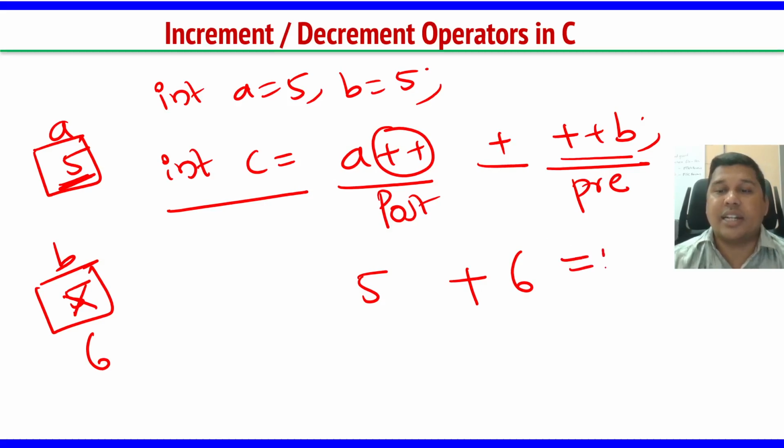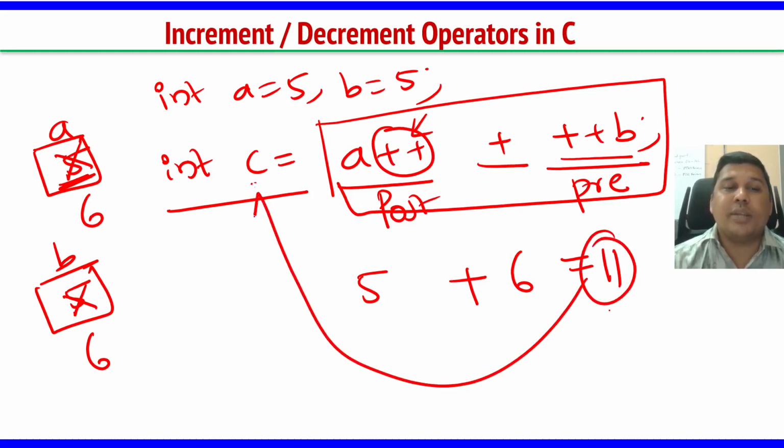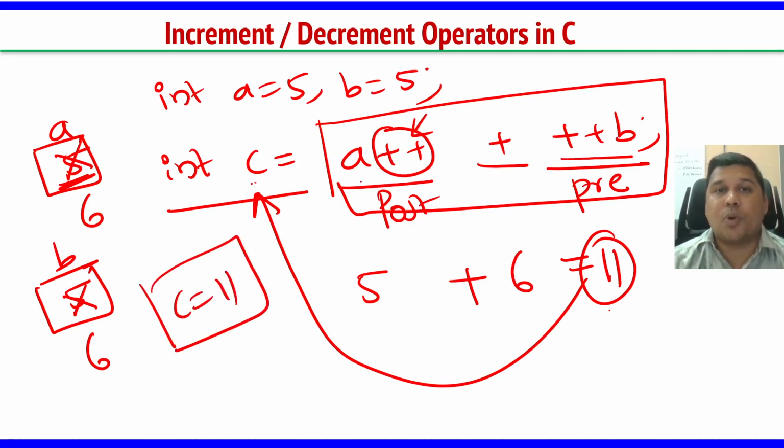What is this result? Result is 11. You write that result aside, do not give this 11 to c now immediately, wait. Then on this right hand side, is there anything pending? Yes, this ++ is pending on a. So, complete that operation also, go to a, update it to 6. Now, the right hand side everything is completed, you assign this result 11 to this variable c. So, c becomes 11 in this case, and after this program a value becomes 6, b value becomes 6.